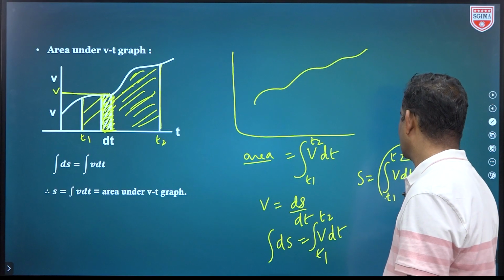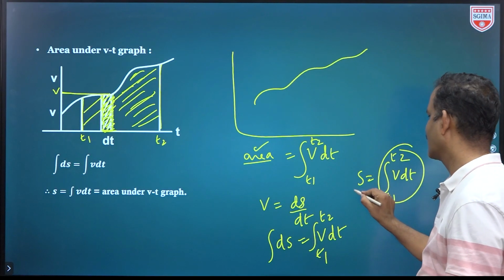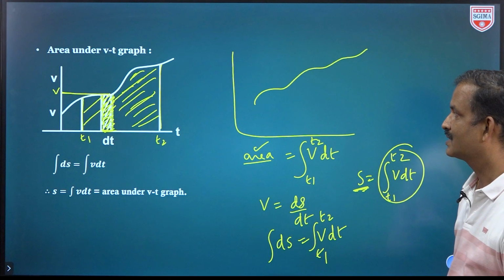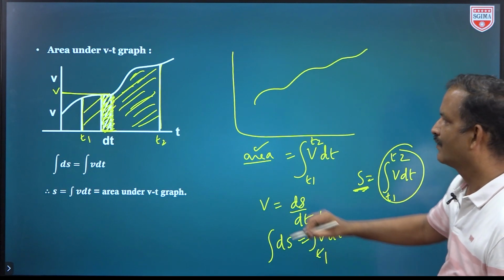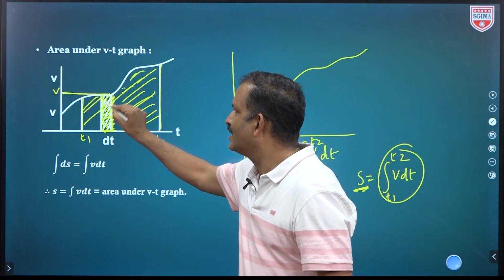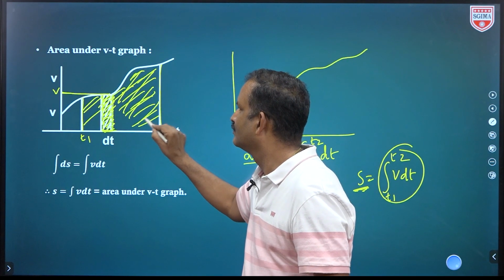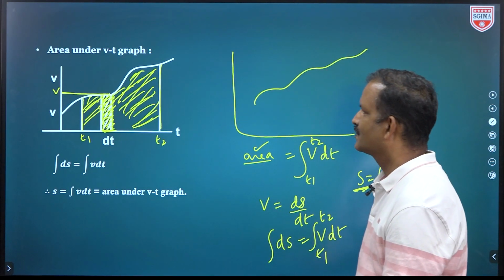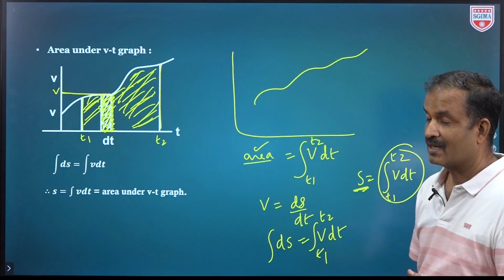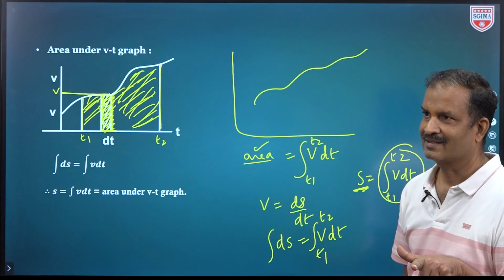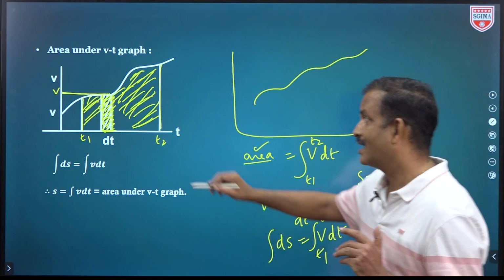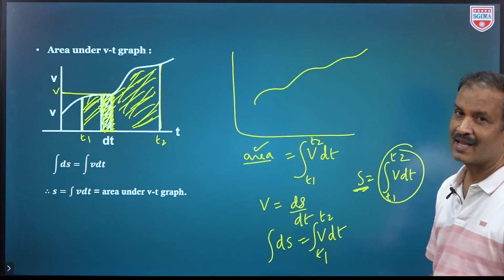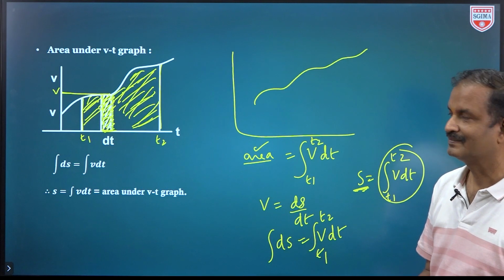So this value is the area. Area gives displacement. If you find this area, then it gives the displacement. So in a velocity time graph, slope is acceleration, and the area under the velocity time graph gives displacement.